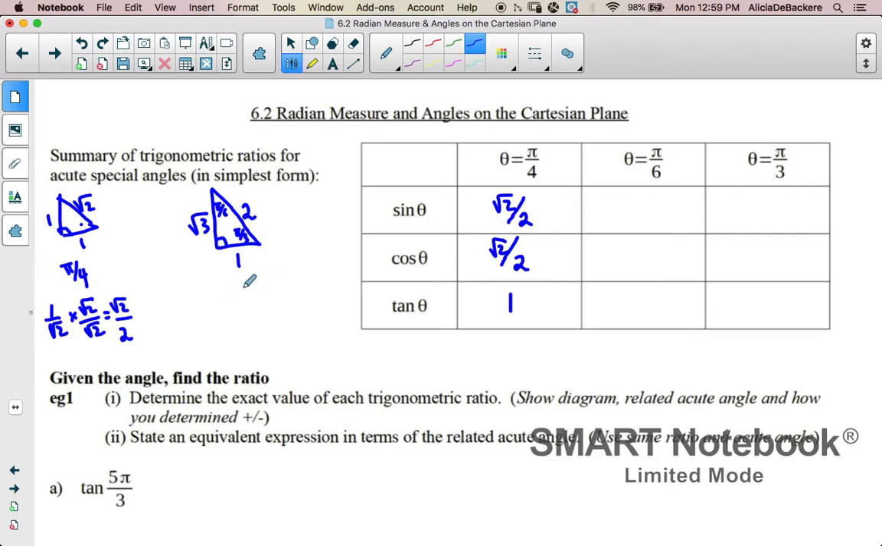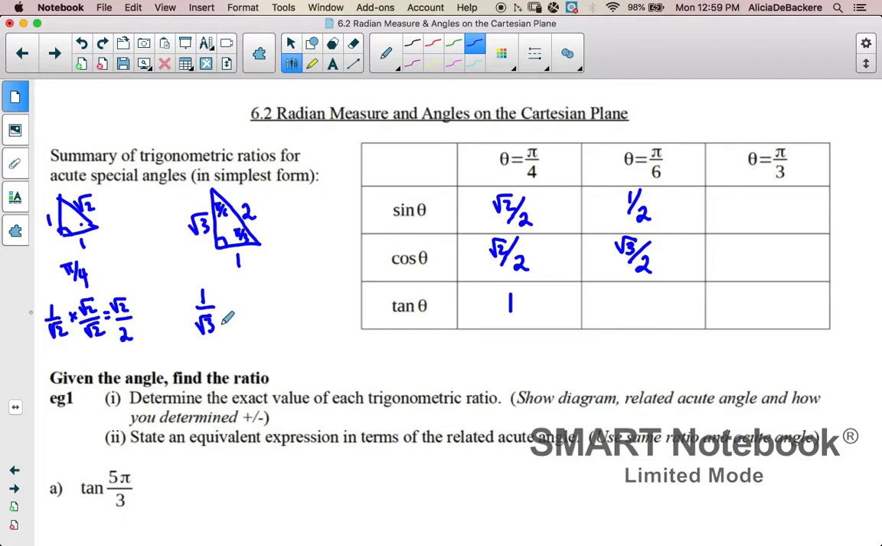And so this is going to help me come up with my ratios for sine of pi by 6. I'm thinking about the opposite of pi by 6, 1 over the hypotenuse 2. For cos of pi by 6, I'm looking at my adjacent side, root 3, over the hypotenuse 2. And then for tan, I'm looking at the opposite over the adjacent. So tan is coming out as 1 over root 3.